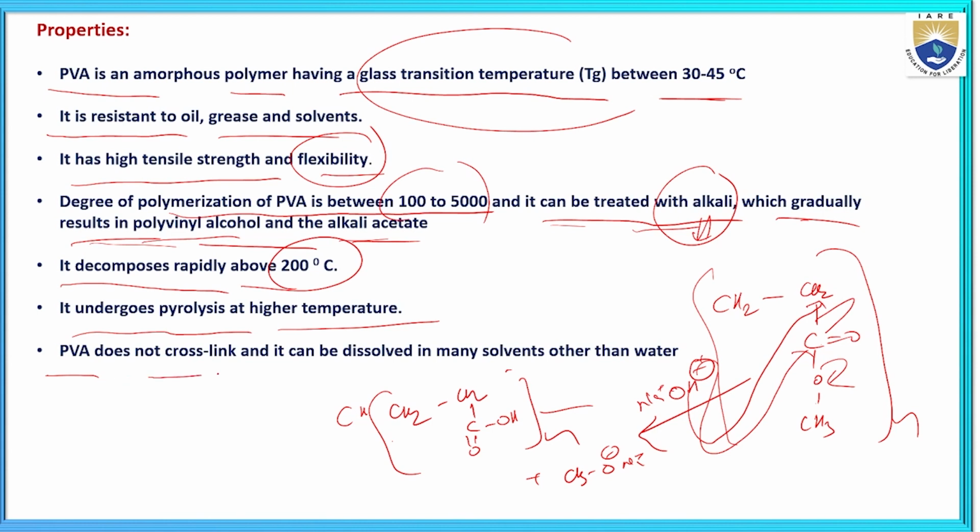Polyvinyl acetate does not cross link, and it can be dissolved in many solvents other than water. It will not form any cross linkages, so it dissolves in many solvents except water.